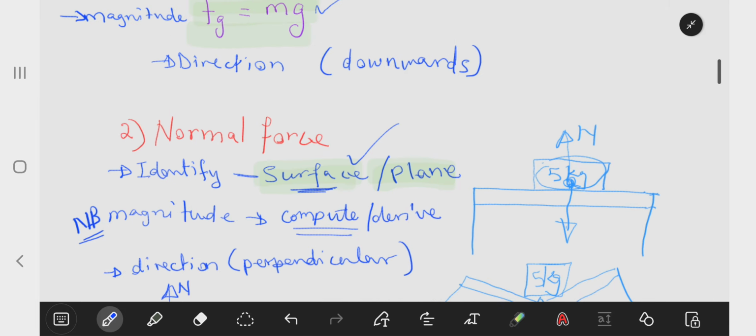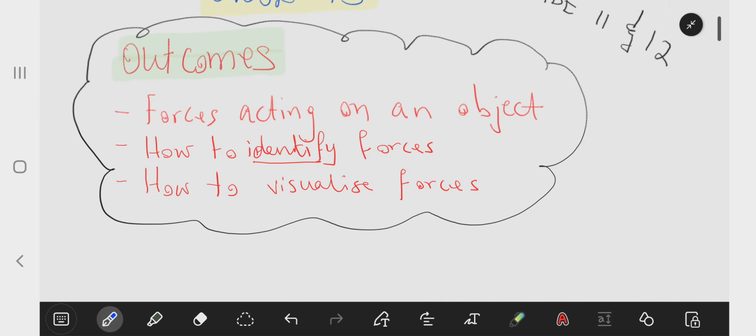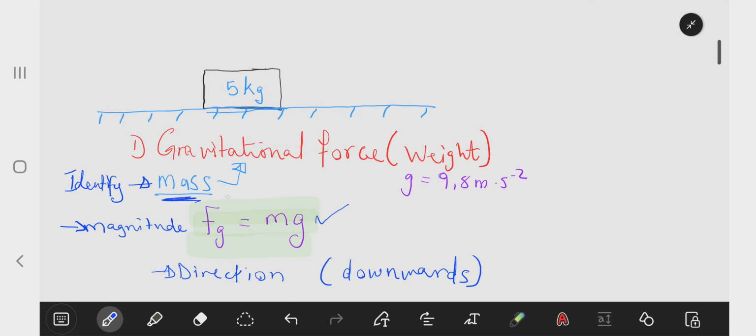So that is how you actually identify the forces that are acting on an object, okay? So now we know that there are 5 possible forces that can act on an object, which is your gravitational force, your normal force, your frictional force, your applied force, and your tension, okay? And then how do you identify those forces? You identify those forces using key terms, okay? So how do you identify your gravitational force? You identify your gravitational force using the word mass, or the key term mass. Then you know that you have gravitational force.